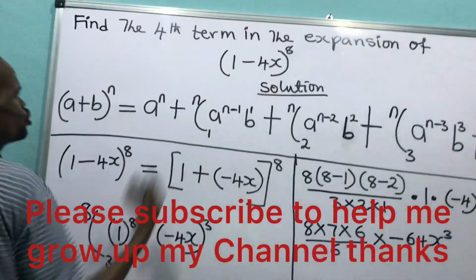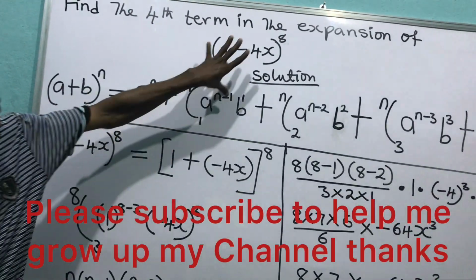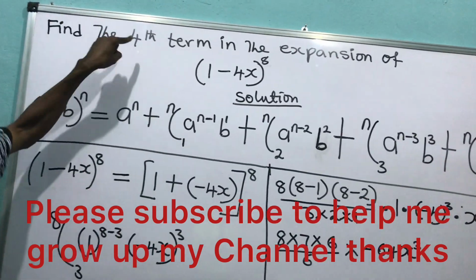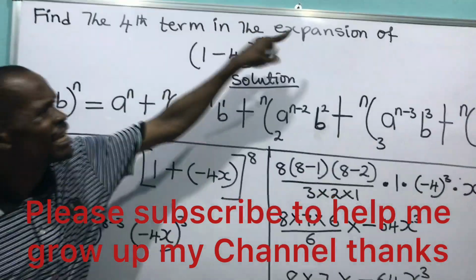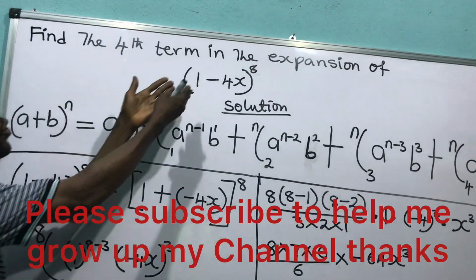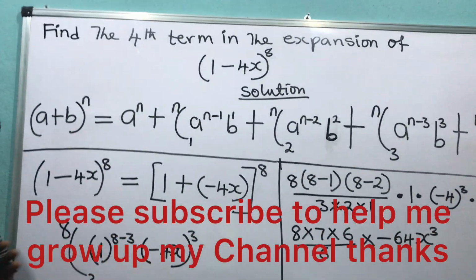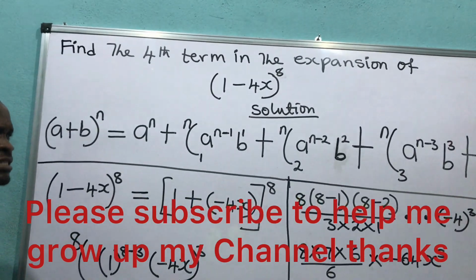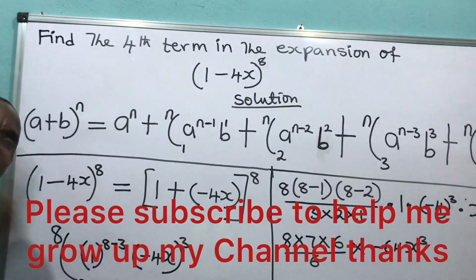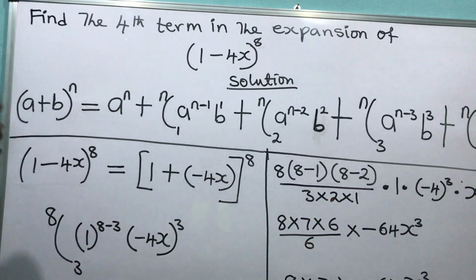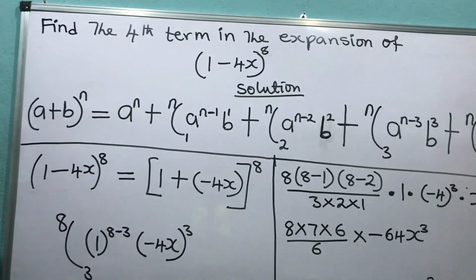We say solution. Look at what they said. I should get the fourth term in the expansion. In this case, I'm not going to expand the whole thing and begin to look for the fourth term. I'm going to show you how to get it from the general formula of binomial expansion.